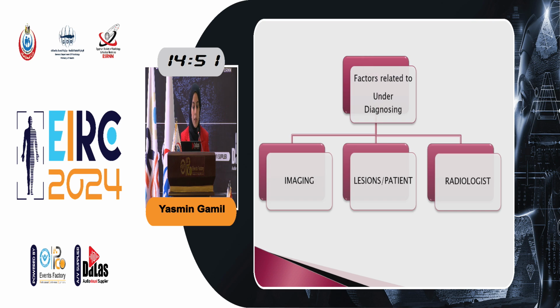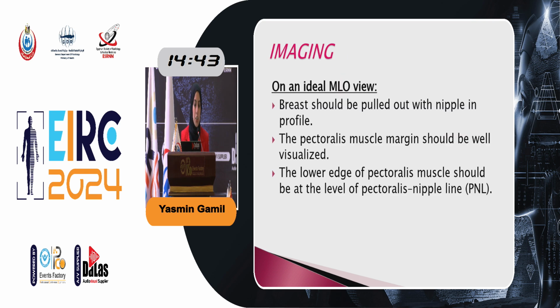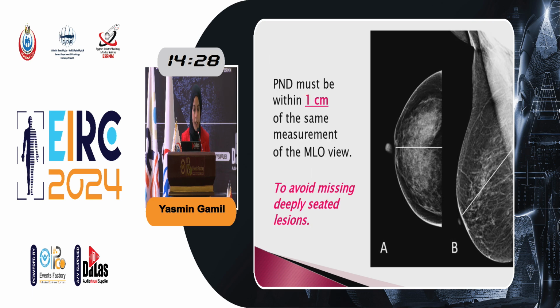Factors related to underdiagnosing of breast cancer include imaging, lesions, patient-related, or radiologist-related. On imaging, to ensure an ideal MLO view, the breast should be pulled out with the nipple in profile. The pectoralis muscle margin should be well visualized. The lower edge of the pectoralis muscle should be at the level of the pectoralis nipple line.